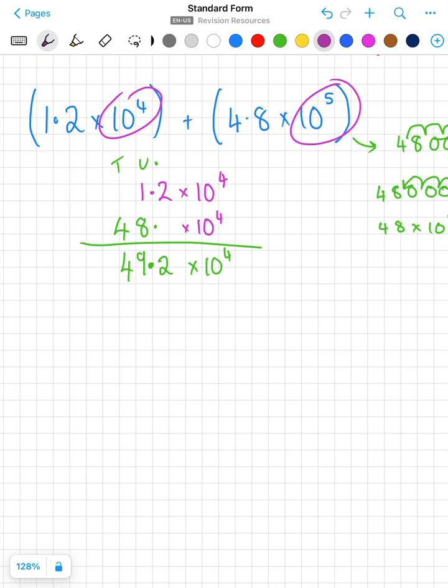However, not correct standard form because we need our number to be less than 10. So that's 4.92 times 10 to the power of 5 as our final answer.